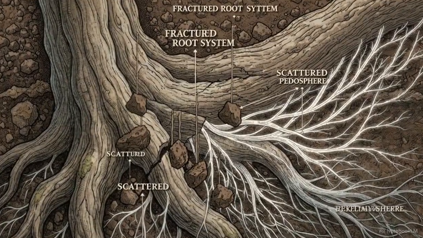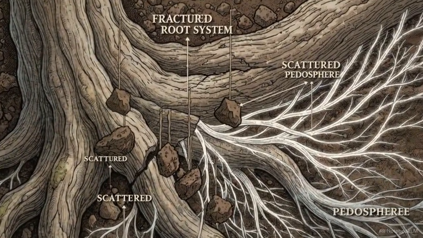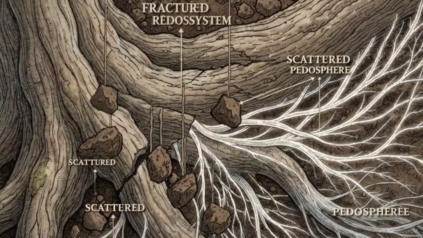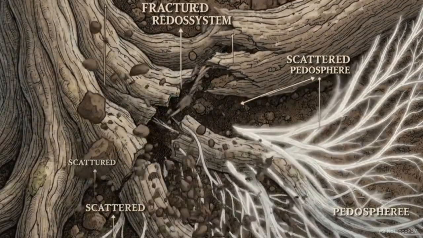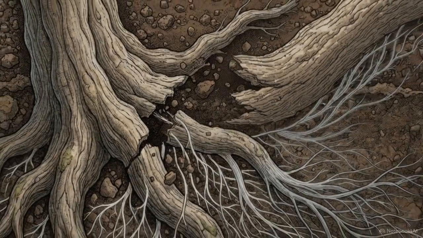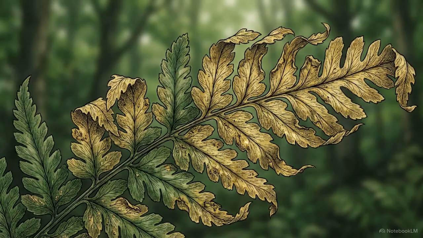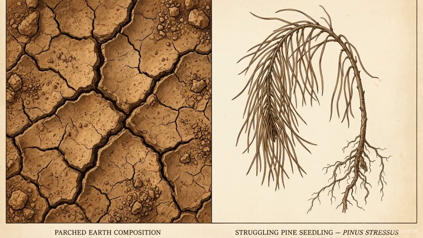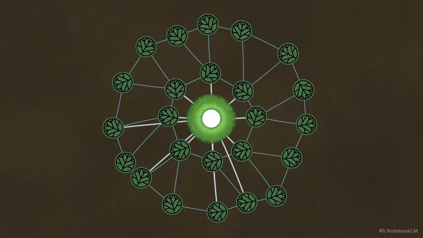Human activity frequently fractures this structure. Deforestation removes the vital hubs, while severe soil compaction from heavy machinery physically severs the delicate fungal hyphae. The consequences of these breaks are immediate. The surrounding vegetation loses its nutrient efficiency, and during drought conditions, the plants can no longer share water across the grid. Routine soil disturbance or localized logging triggers a rapid, systemic collapse of the entire network.